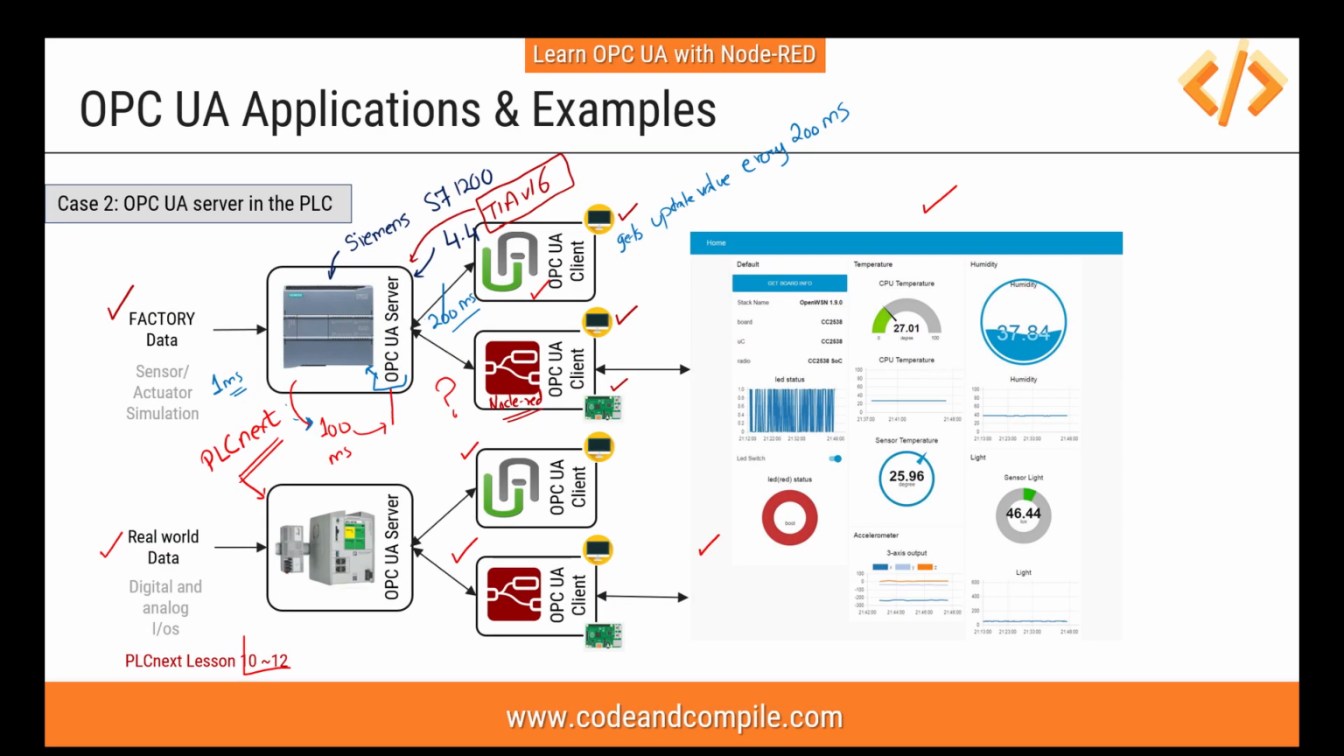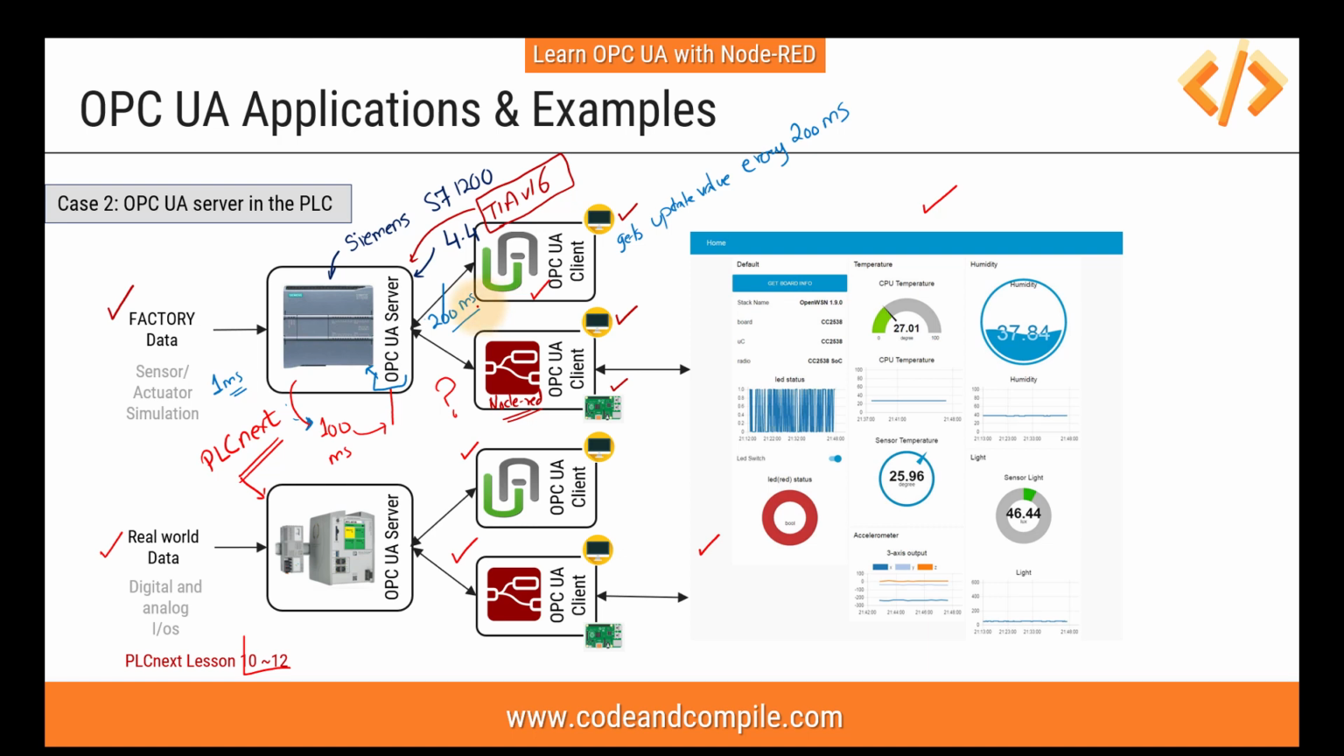Alright, so in the last video we have seen an example where the OPC UA server exists inside your controller. We have seen the example of the Siemens S7-1200, and I hope you have seen the videos of OPC UA server in PLC Next. So we know that this PLC has a server inside it. Now what about the PLCs which have no server inside it?